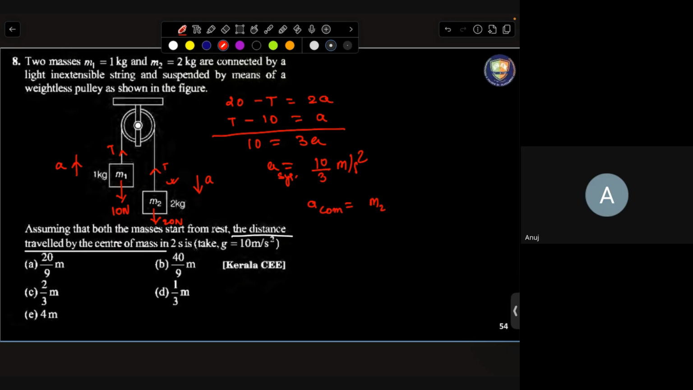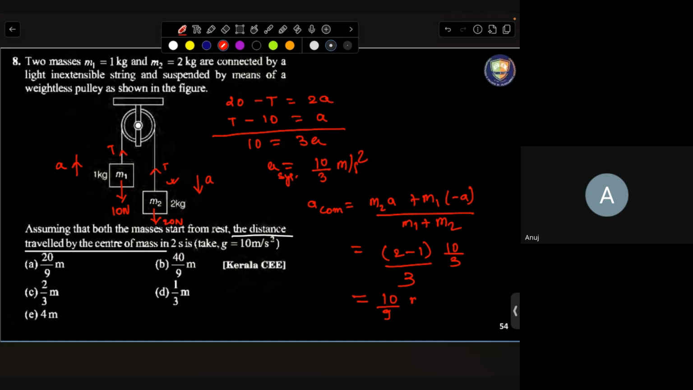If there are multiple objects having some acceleration, you can use m1a1 plus m2a2 like that. So m2a plus m1, here it will be minus a because the sense of acceleration is opposite for both the blocks, divided by m1 plus m2. It is 2 minus 1 into 10 by 3 divided by 3. So it is 10 by 9 meter per second square. So the acceleration of center of mass is this.